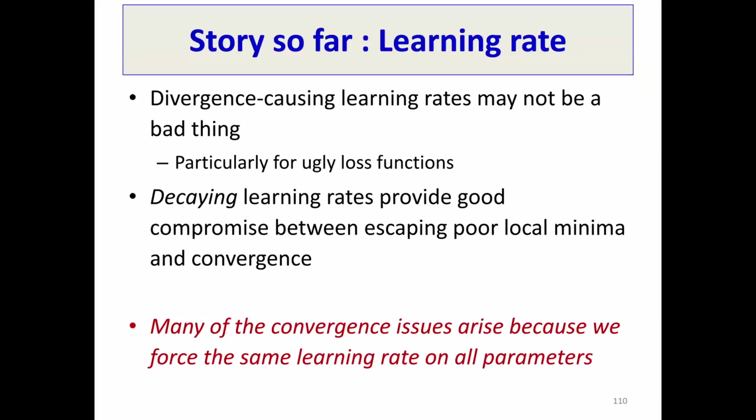So the story so far: we found that divergence-causing learning rates may not be a bad thing for ugly loss functions. Decaying learning rates provide a good compromise. But many of these convergence issues arise because we are forcing all components to have the same learning rate, the same step size. Can we modify this?